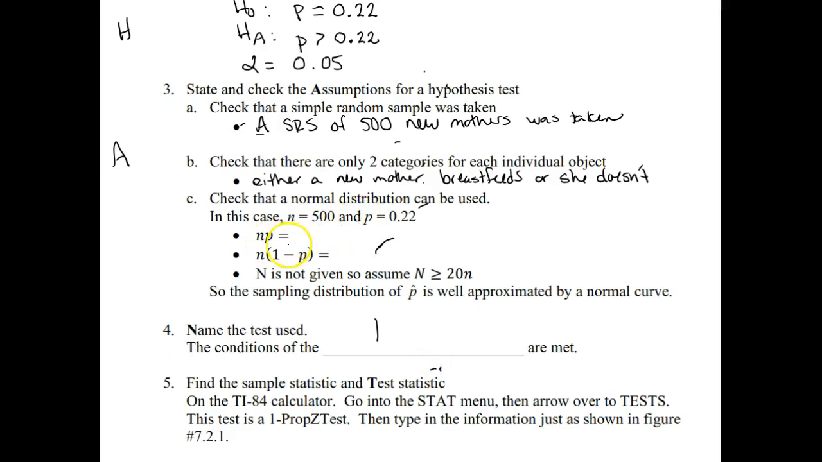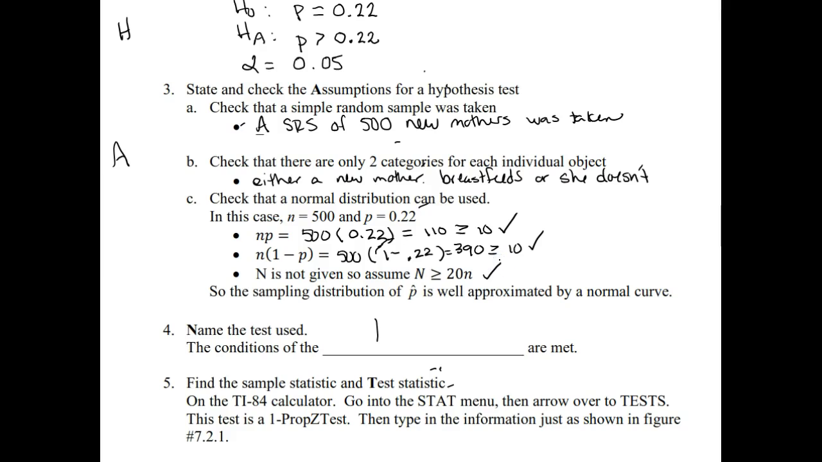First we're going to take n times p and make sure that that is at least 10. So n was 500 and p was 0.22. If we multiply those, we get 110, which is definitely at least 10, so that condition checks out. N times 1 minus p, so we're going to get 500 times the quantity 1 minus 0.22. If we compute that, we get 390, and that is also at least 10. Again, no capital N was given in the problem, so we're just going to assume capital N is greater than or equal to 20 times little n, and so we're going to check that condition as met.